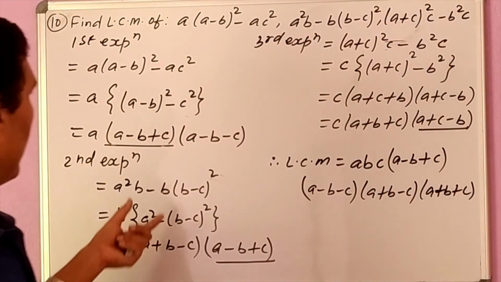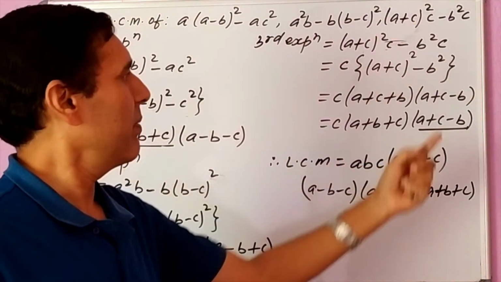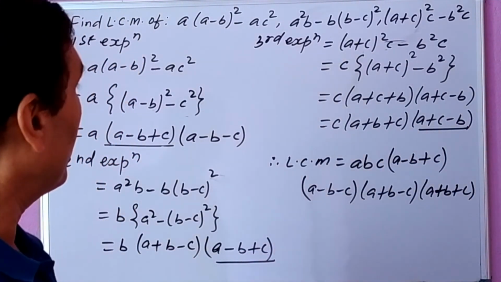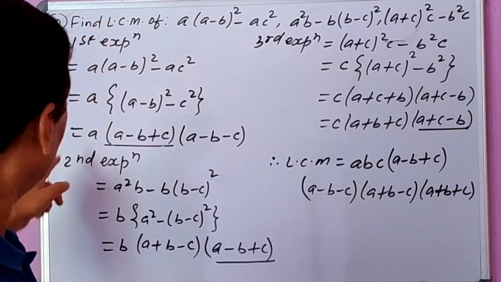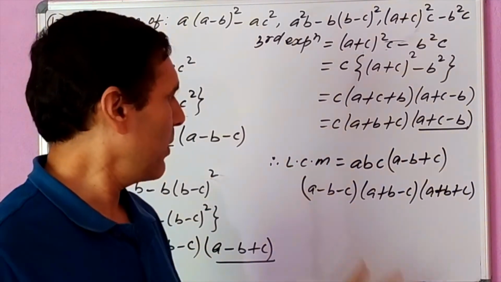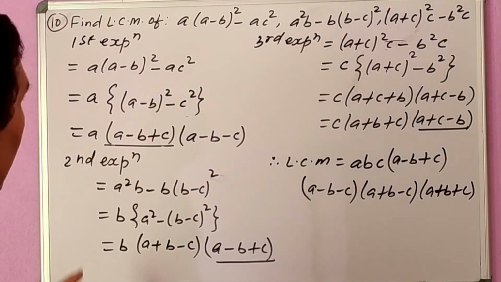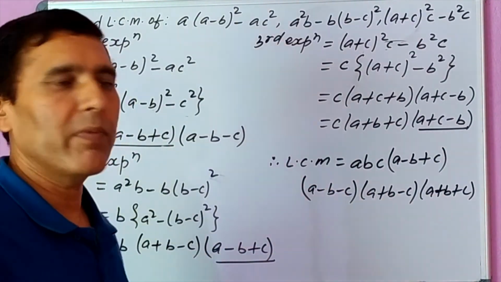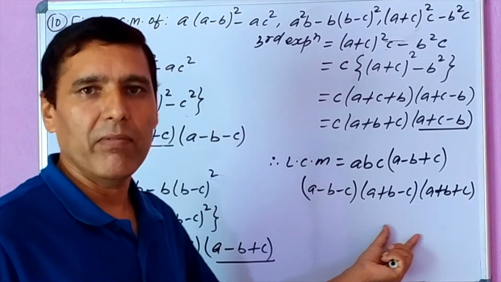So only one common factor here, a minus b plus c, in all three expressions. The others are the remaining factors which are not common, so we have to write these all. First, outside of the bracket we have a, b, c, all different, so a, b, c all come here. And inside the bracket, one common factor and the other remaining factors. In this way, the product of the common factors and remaining factors is the LCM of the given expressions.